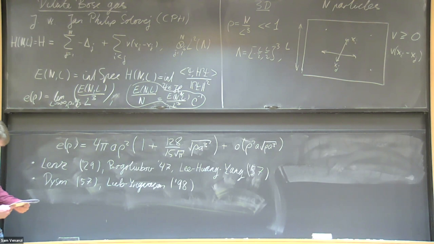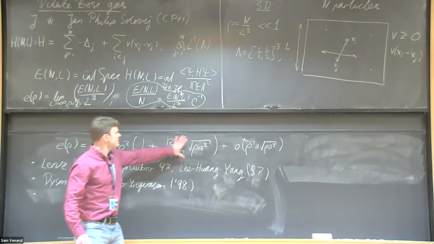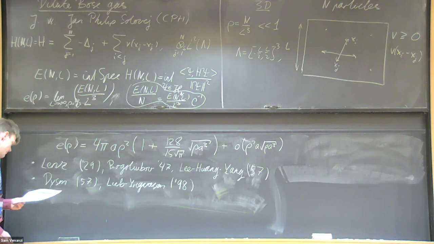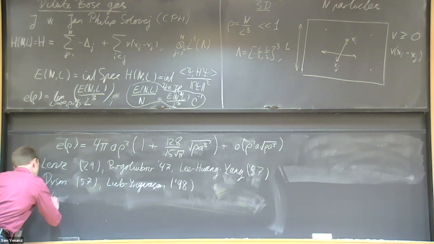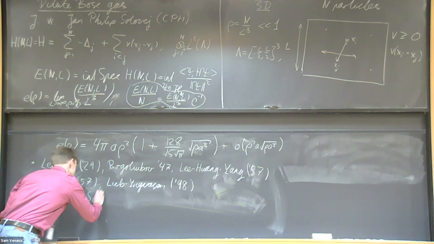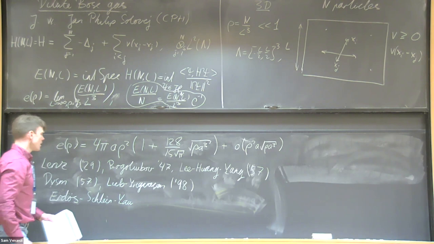And then of course, after that, there has been a lot of work in trying to understand this next correction term, the Lee-Huang-Yang term. There's an important work by Erdős, Schlein, and Yau, where they give an upper bound. This was in '08.